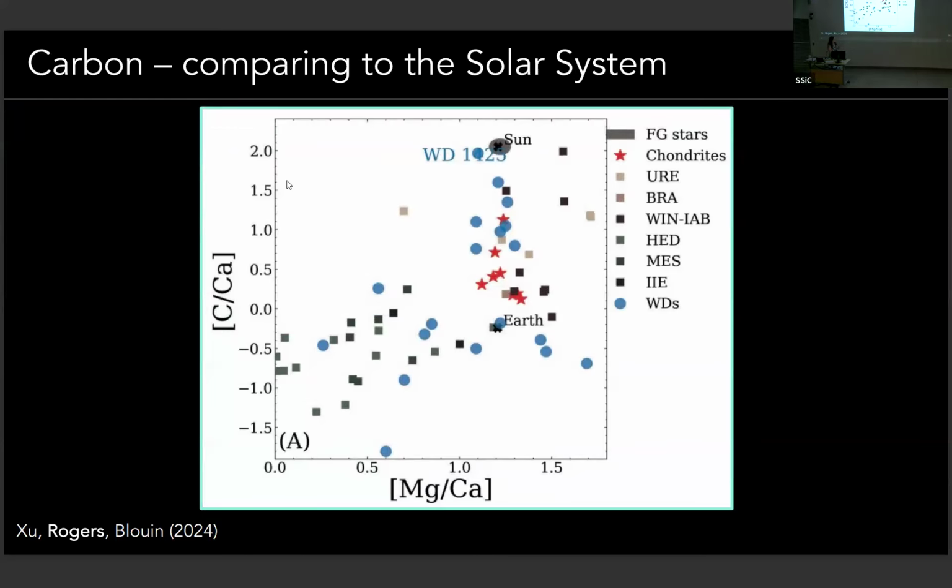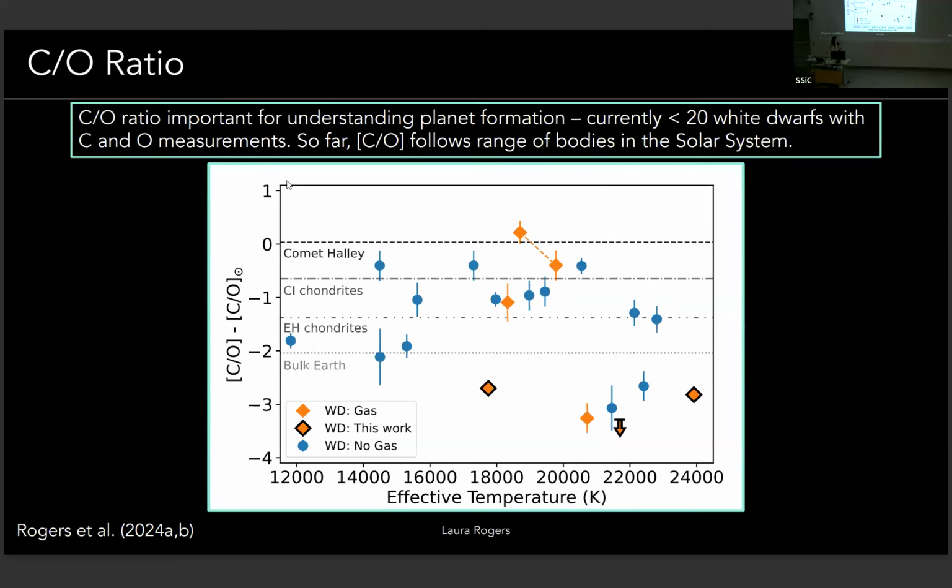And so finally, a little bit about carbon. We don't have as many measurements of carbon in exoplanetary systems. We have less than 20 observations. But what I think this plot shows quite nicely is that we're again seeing a really large range of carbon across exoplanetary systems. And there's even examples by Xu of WD1425, which has a really high carbon consistent with Kuiper belt objects.